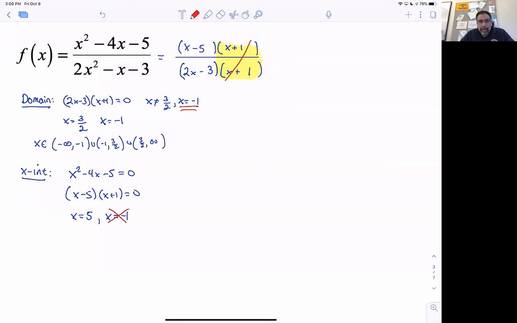Algebraically, they're equivalent, but you lose the domain issue. We always take the domain of the original function, and this original function has a bad thing at negative 1. We can't make it disappear by doing algebra. So again, the domain of the original problem always trumps everything else. In this case, we've got an x-intercept just at x equals 5.